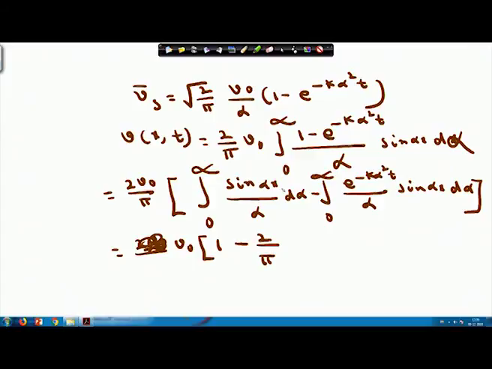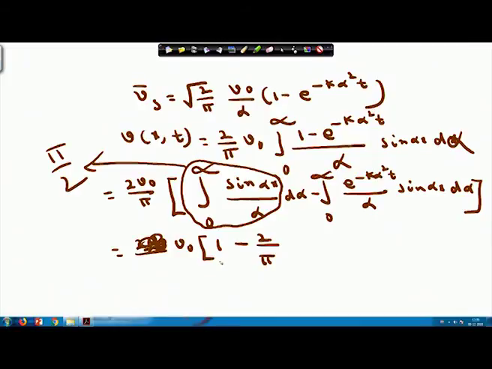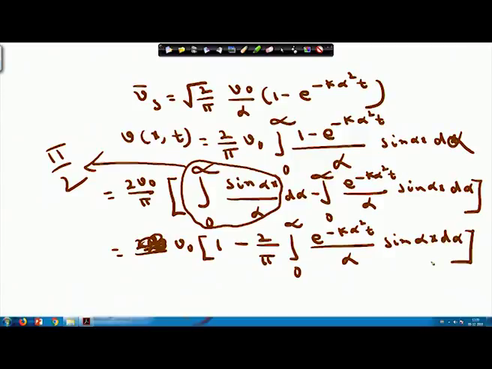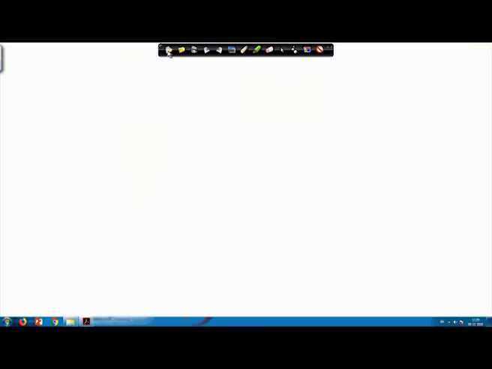Please note that this value I have substituted as pi by 2. Please note this thing. So, this will be becoming 2 by pi, integral 0 to infinity e power minus k alpha square t by alpha into sine of alpha x into d alpha. So, my next job is to find out the value of this integral. So, let us start from here.